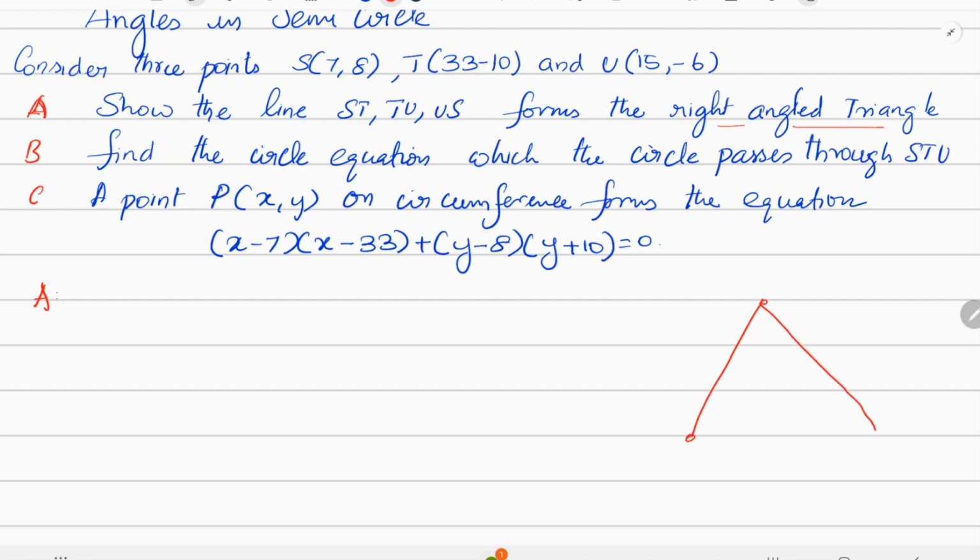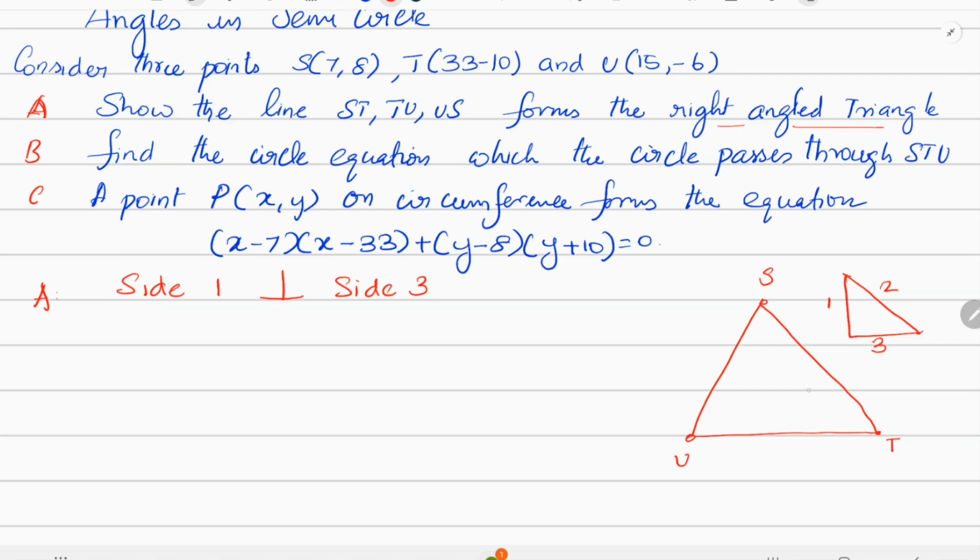These are the 3 points. Assume that these are the 3 points. I don't know whether it is a right angle triangle or not. I'm just taking S, T, U. To form a right angle triangle, any two sides must be perpendicular to each other. What is a right angle triangle? This is the right angle triangle. This is side 1, side 2 and side 3. That means side 1 is perpendicular to side 3.